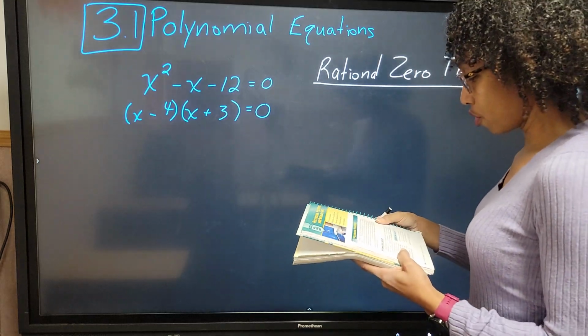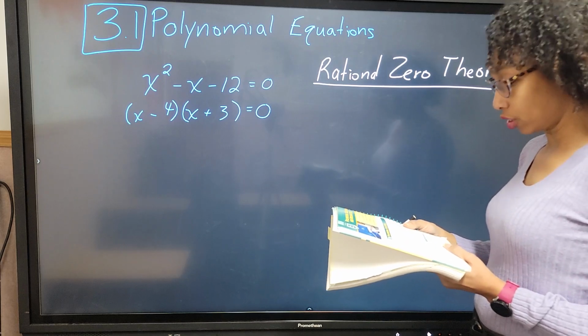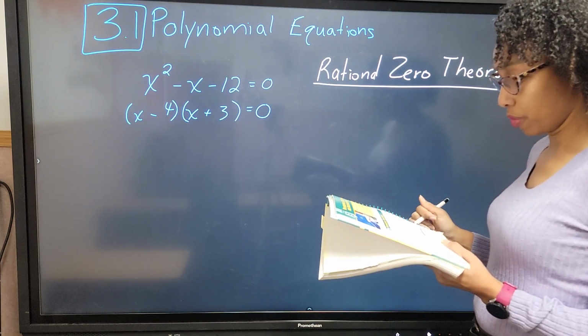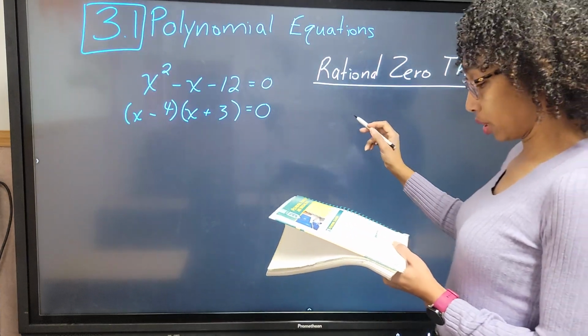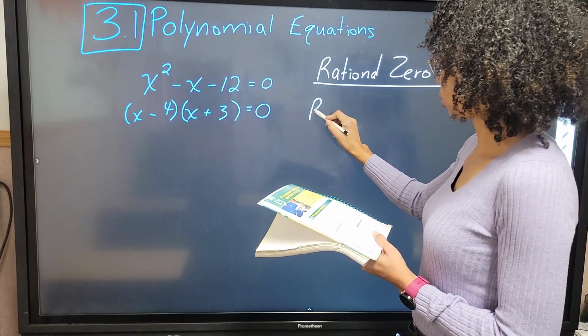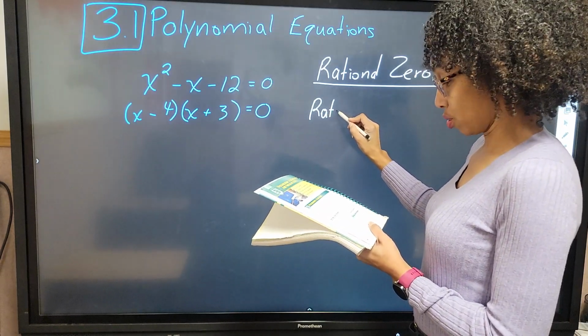And it shows us that every rational zero of a polynomial can be found by dividing the factors of the constant term by the factors of the leading coefficient. And so they're showing us that our rational zeros, meaning the answers, okay?